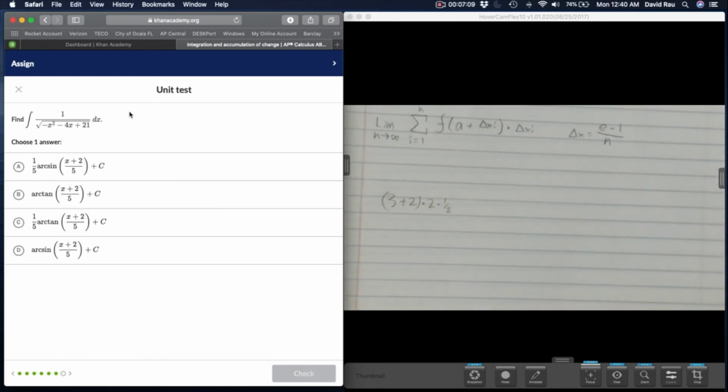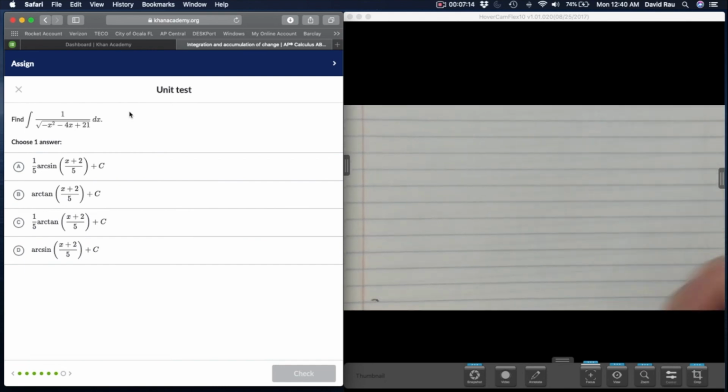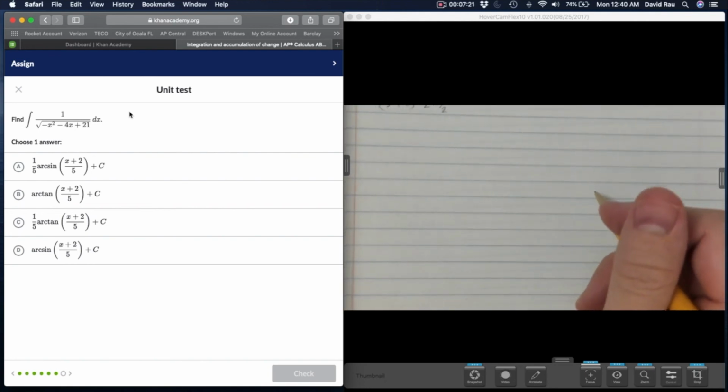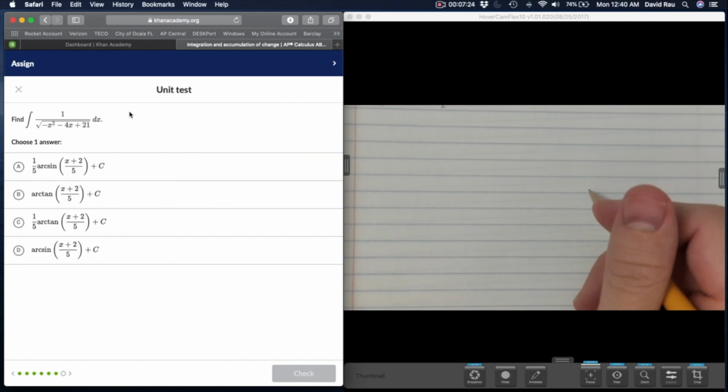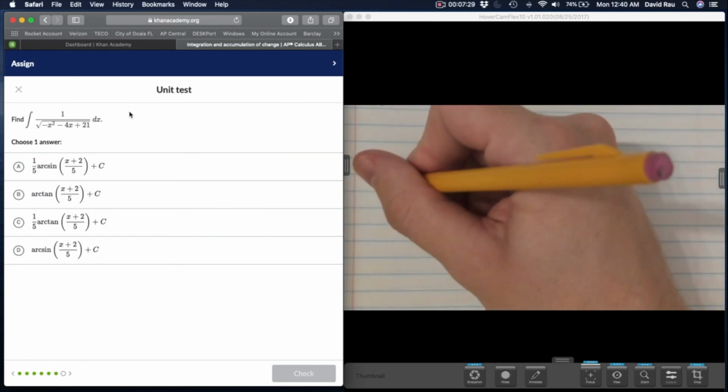Ooh, the ugly ones. All right, this is a completing the square question, so I've got a lot of work to do here. What I'm just going to do is focus on completing the square on the inside of that whole structure. I'm not going to write the whole integral, just complete the square on the inside.